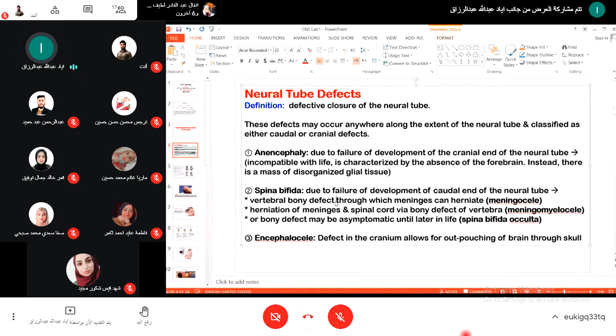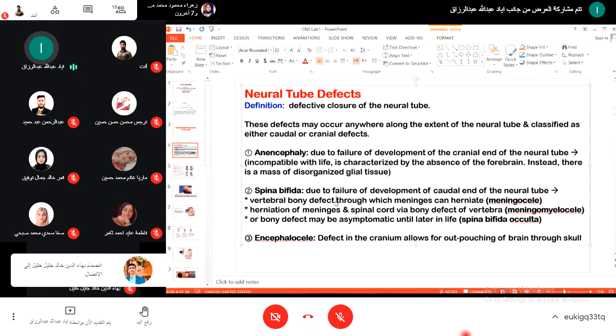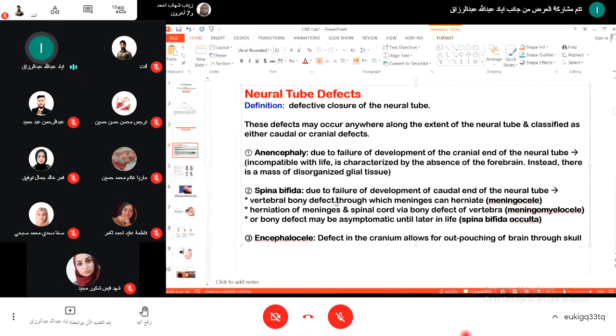When there is a defect in the cranium... we agreed that a defect in the spinal cord is called spina bifida, and failure of development of the brain is called anencephaly. If there is a defect in the cranium and herniation of the brain through the skull defect, an outpouching of the brain, it is called encephalocele. Is that clear? So, let me flash back.